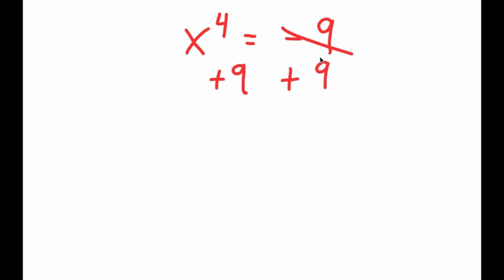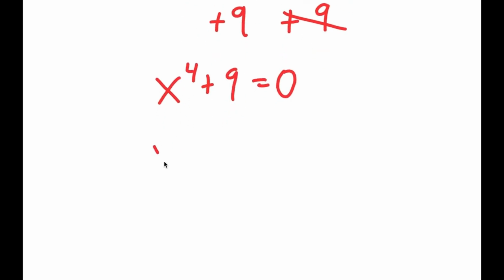Alright, so for this video, I'm going to be solving the equation x to the power of 4 is equal to negative 9. So what I'm first going to do is add 9 on both sides. Then these two cancel out, and I get x to the power of 4 plus 9 is equal to 0. Now from here, I can rewrite x to the power of 4 as x squared to the power of 2, and I can rewrite 9 as 3 squared.